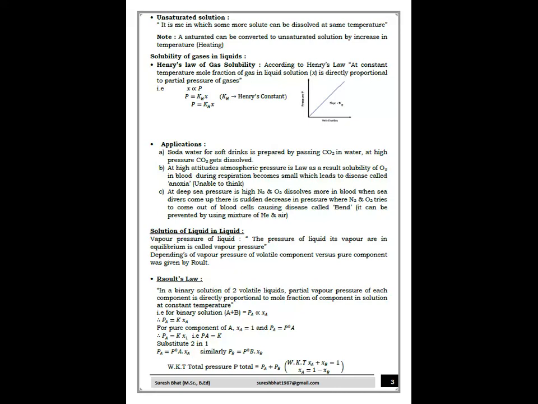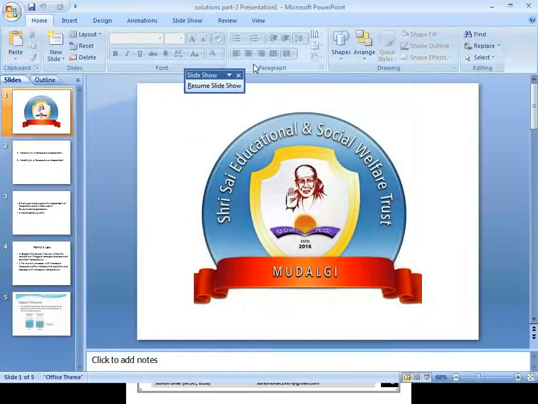That means gas is usually present in that liquid. So hence it is an example of gas in liquid. Now for solubility of gas in liquid, there is one important law, stated by the scientist called Henry, so that we are going to study. So what is the statement? We'll see that.